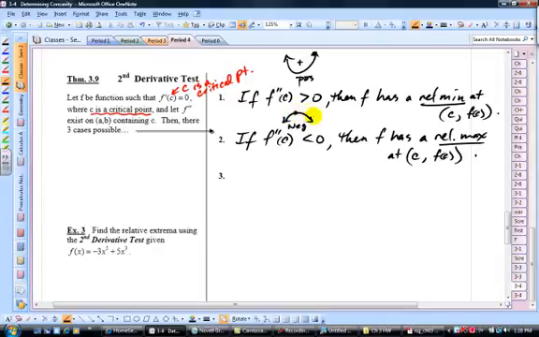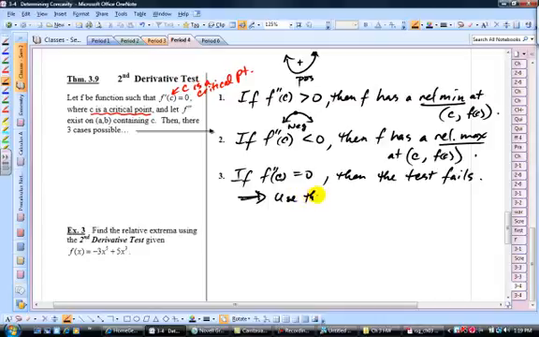Now, third case: if the second derivative evaluated at a critical point is equal to 0, then the test fails, which means it doesn't tell you anything. And what you have to do is use the first derivative test instead.